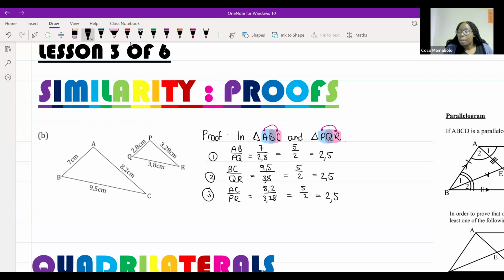Now, in this case, because all the ratios are equal to 2,5, I can say, therefore, triangle ABC is similar to triangle PQR. Now, my reason cannot be angle, angle, angle. I don't have angles. So my reason needs to be sides in proportion.